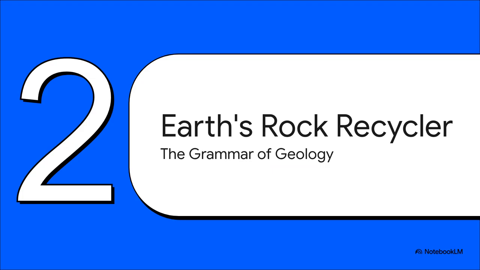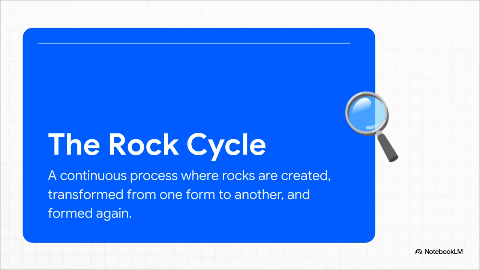Okay, so we've got our letters, the minerals, and we've got our words, the rocks. Now let's dig into the grammar of geology. This is the rock cycle, a process that is constantly, and I mean constantly, rewriting our planet's story. You can really think of this as Earth's ultimate recycling program. It's this incredible, continuous loop with no real beginning and no end. It's just always going, driven by the planet's internal heat and all the forces on the surface.